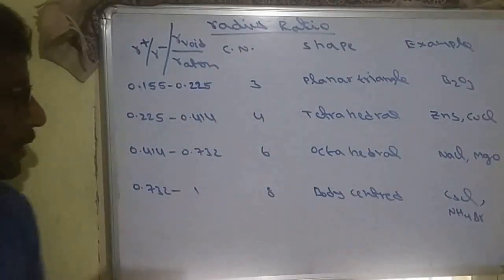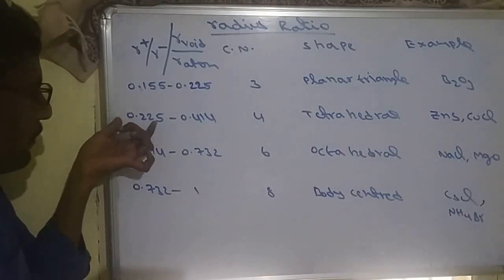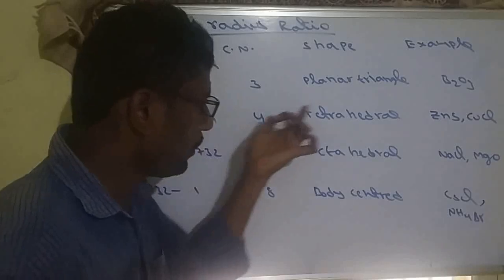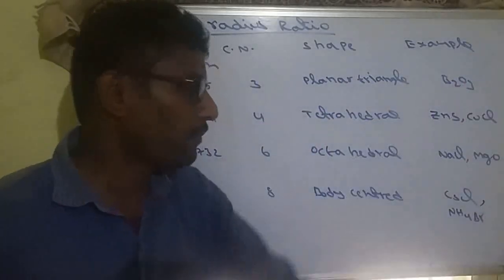Example V2O3. Similarly, if the value is in between 0.225 to 0.414, the coordination number will be 4. Tetrahedral shape, zinc sulfide, CuCl.